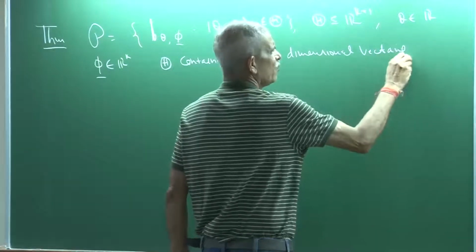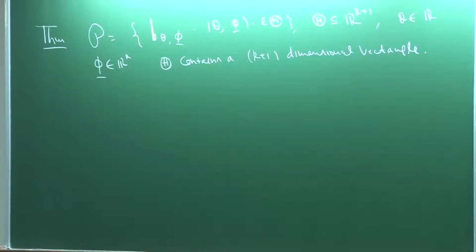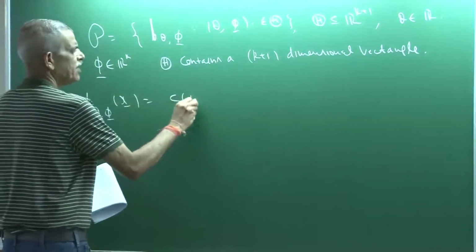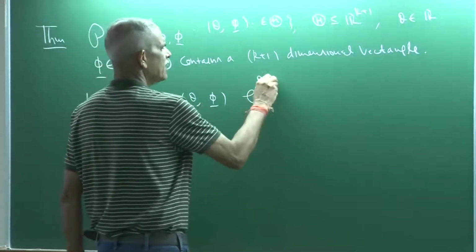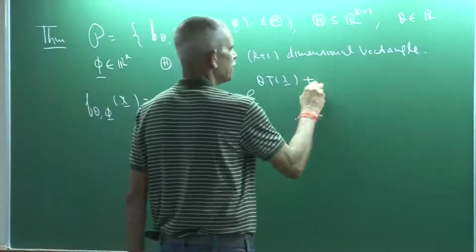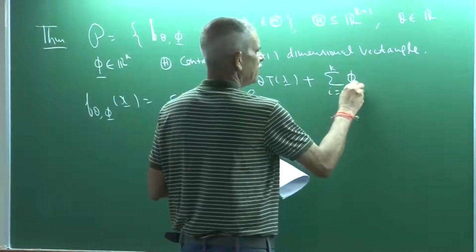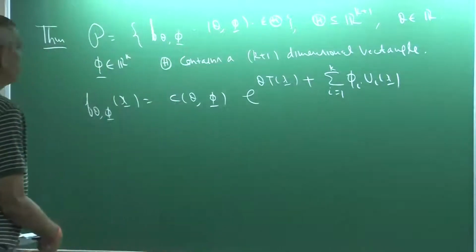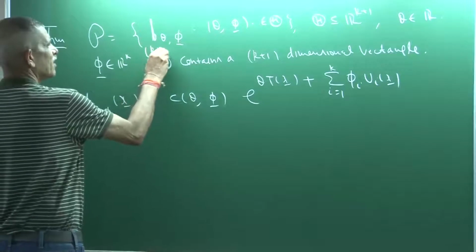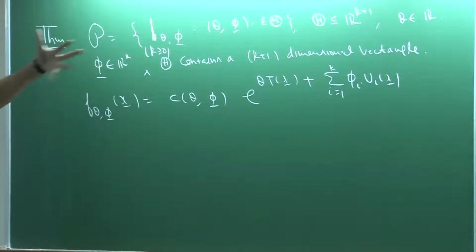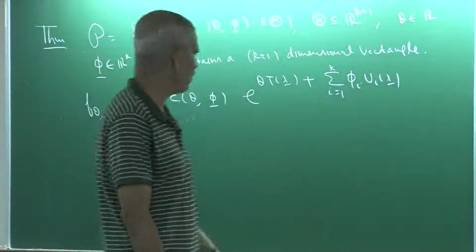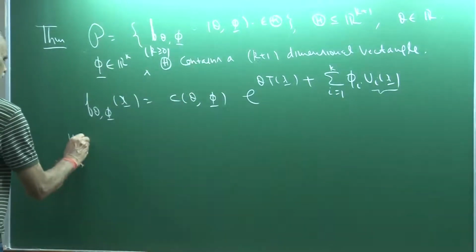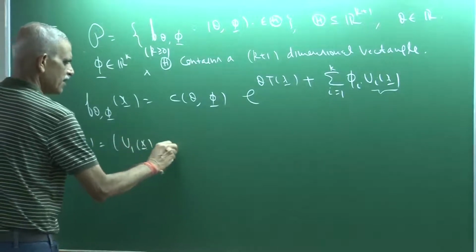In other words, we say that it is full rank. That means all these parameters are linearly independent. There is no linear relationship between them. And what I assume is your f theta phi of x is of the type c(theta, phi) e to the power theta T(x) plus summation i equal to 1 to k phi i u i(x). Note that there may not be any phi, right? So k can be 0 also. K equal to 0 means phi belongs to R^0, the empty set. That means there is no phi. So this covers the one parameter exponential family also. And what I assume is that u1, u2, up to uk constitute the vector u(x), which is u1(x) up to uk(x).